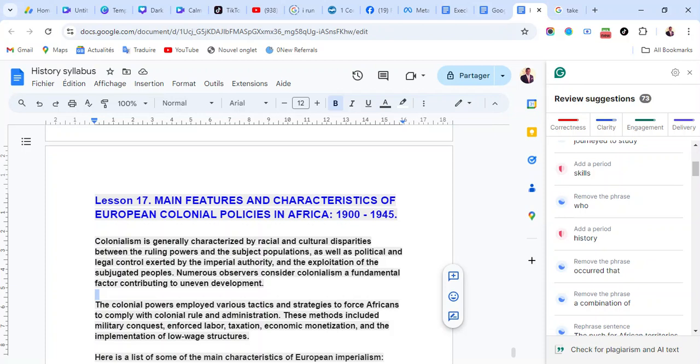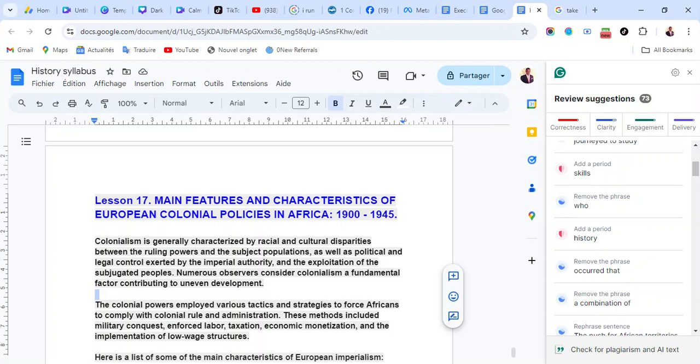The third thing was taxation. They imposed heavy taxes on the people, and these taxes mostly dealt with raw materials like gold and diamond, that the people had to work by force, and they were also taxed on it. Then economic monetization. They monetized the economy of the people so that they could collect and siphon the people's wealth to their respective countries, and the implementation of low wage structures.